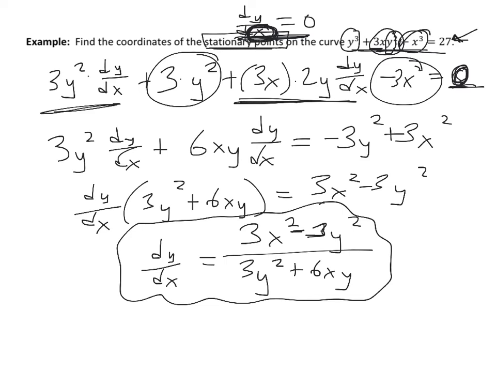Okay? Now, if I want to find stationary points on this curve, what I'm going to need to do is I'm going to need to know when is the derivative equal to 0.